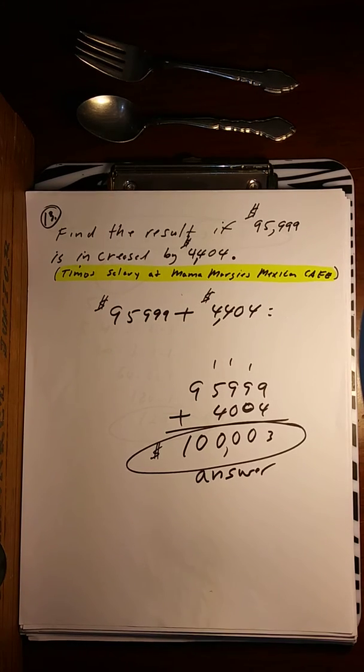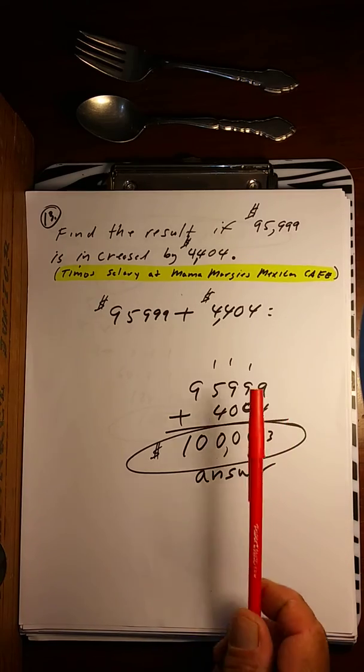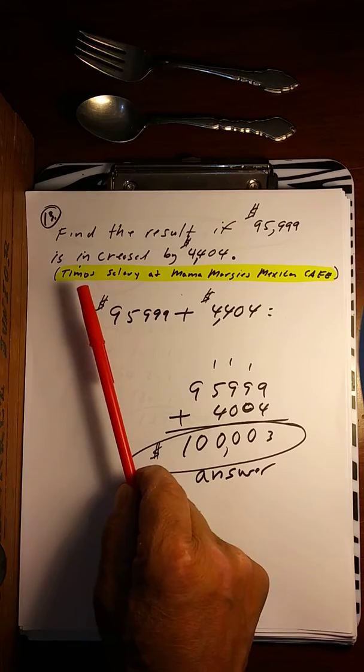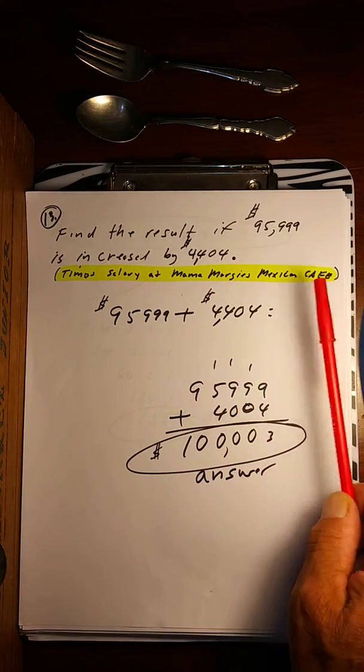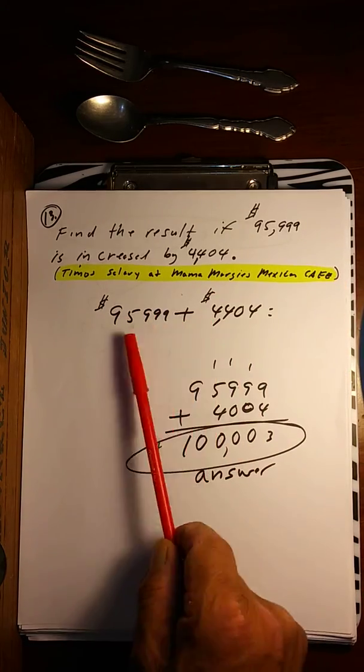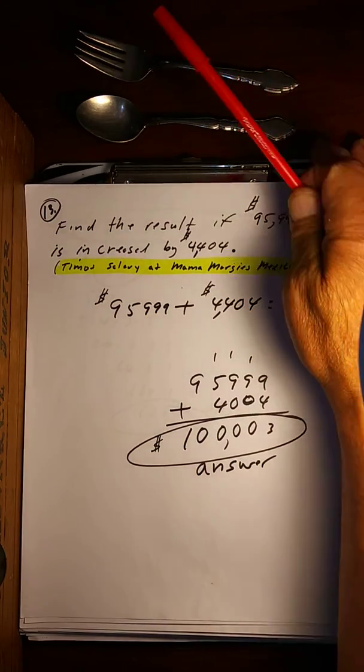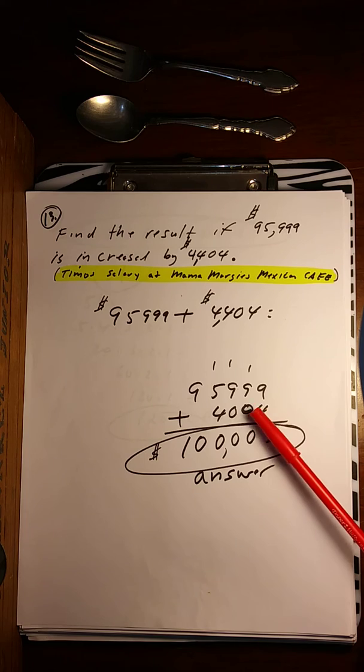The result, if $95,999 is increased by $4,404, then this is Timo's salary at Mom Marge's Mexican Cafe. So he makes now, add this and this, line it up, and add them down. 9 and 4 is 13. Bring the 1 up.